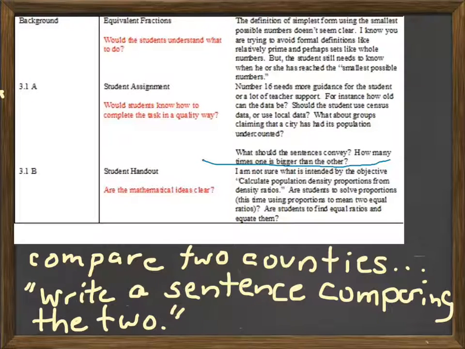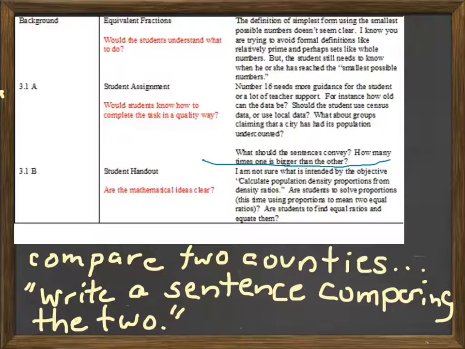The second example came from a homework problem. It asked you to compare two counties in a local area, or it asked the students to do that. And then it asked several questions. Find out the population in the area of those counties, find out their population density, and then write a sentence comparing the two. I thought it was a great application, but as a student, would a student know exactly what to do?